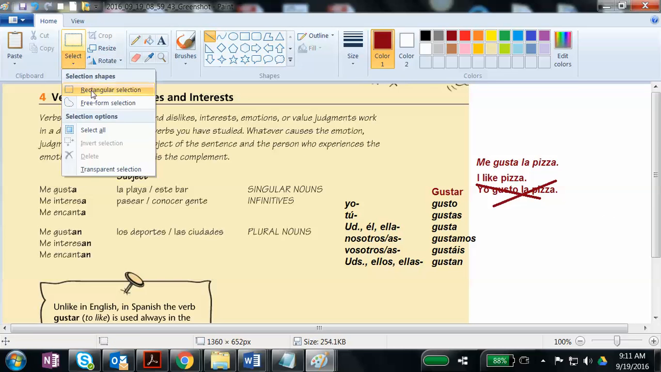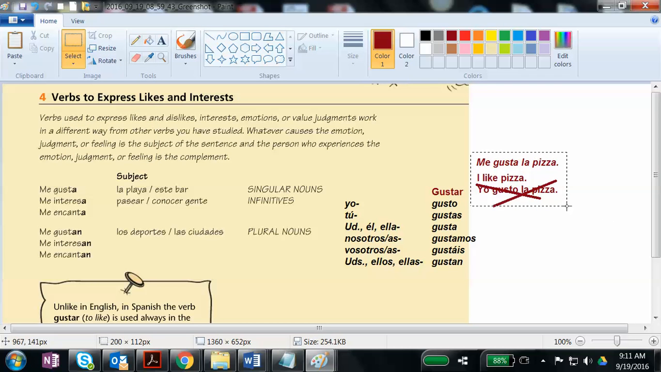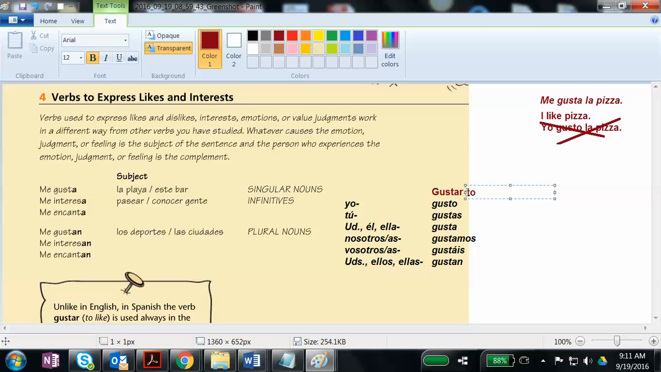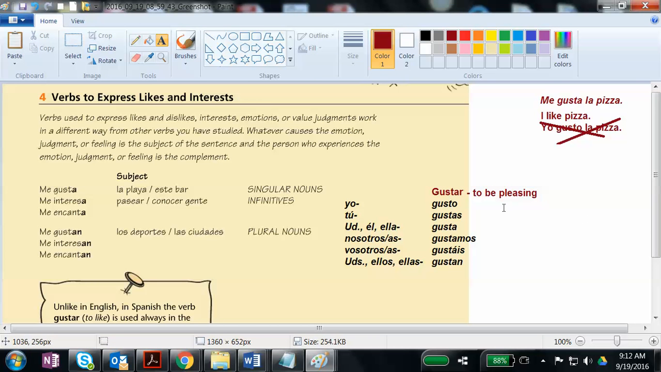Okay. So really what gustar means and what other verbs like gustar mean, it's not to like. In Spanish you wouldn't say you like something. You're going to say something is pleasing to you. So gustar means to be pleasing. Okay? So really what me gusta la pizza means is pizza is pleasing to me.